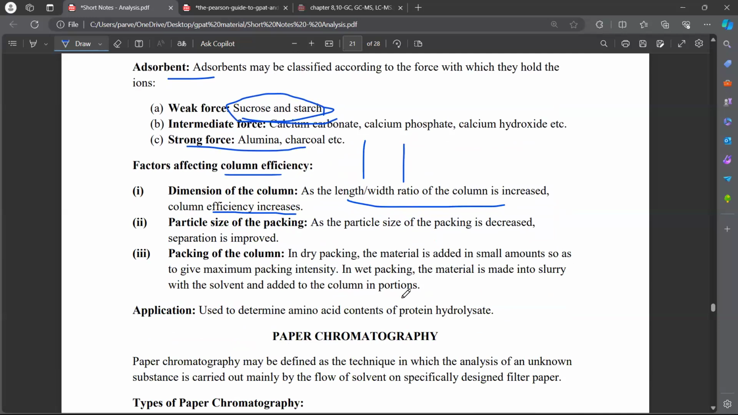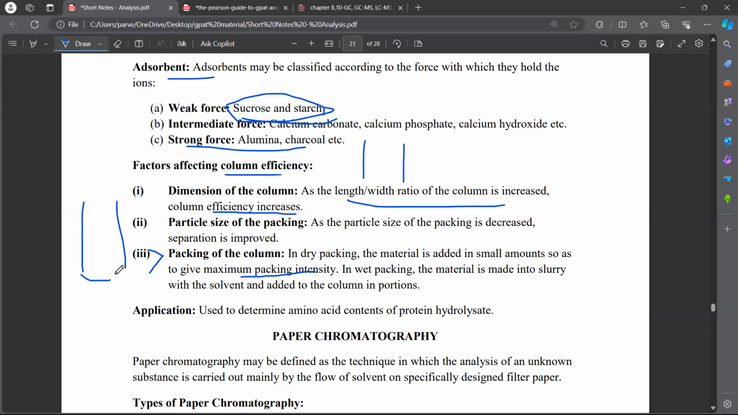Particle size. Generally, as the particle size decreases, the separation is improved. Packing of the column. Basically, two types of packing occur in column chromatography. One is the dry packing, and another one is the wet packing. In dry packing, the material is added in small amounts so as to give the maximum packing intensity. In wet packing, the material is made into a slurry with the solvent and added to the column in portions.